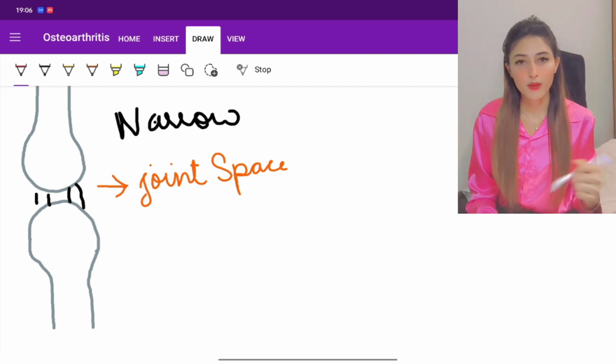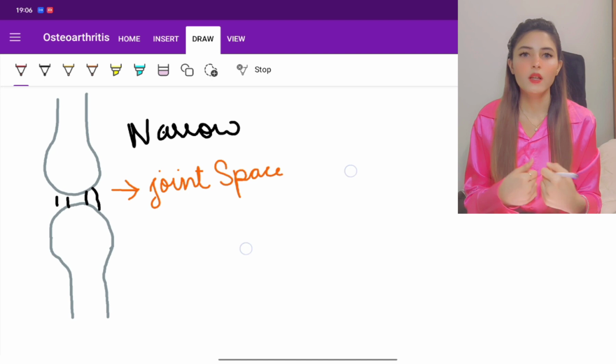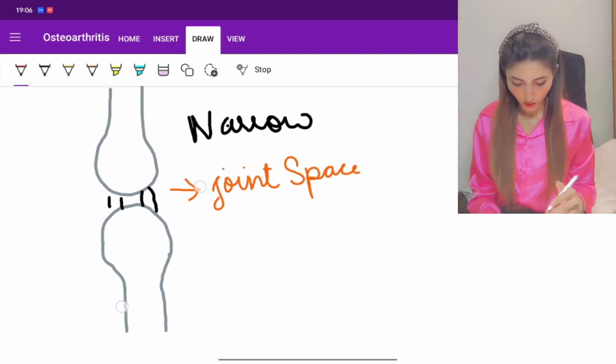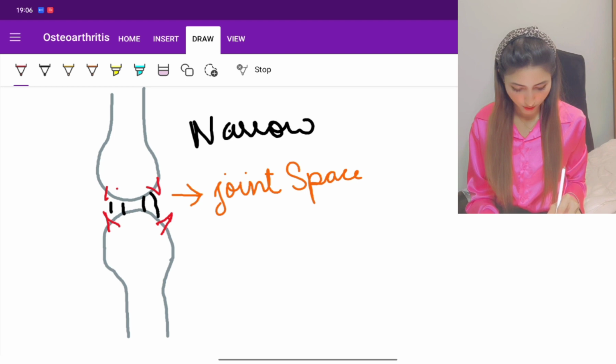In order to compensate for the degeneration and the narrowing of joint spaces, the bone grows bone spurs. They grow these bone spurs right here. These are the bone spurs, also known as osteophytes.